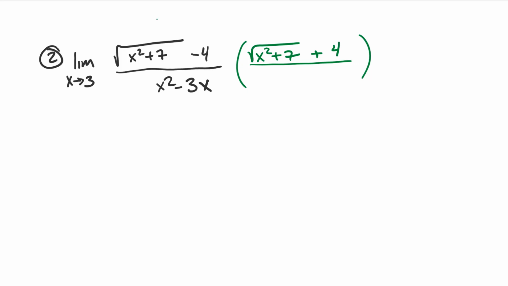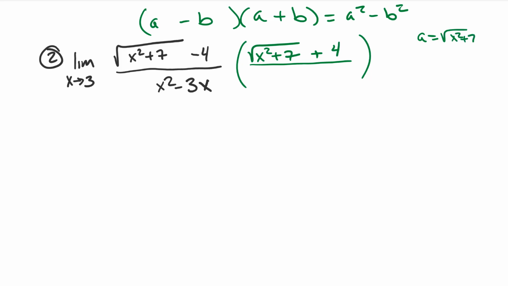What we've now done is created an a minus b times an a plus b. This gets rid of roots really well, because that just equals a squared minus b squared. So if we're saying that our a was equal to the square root of x squared plus 7, and our b is just equal to 4.